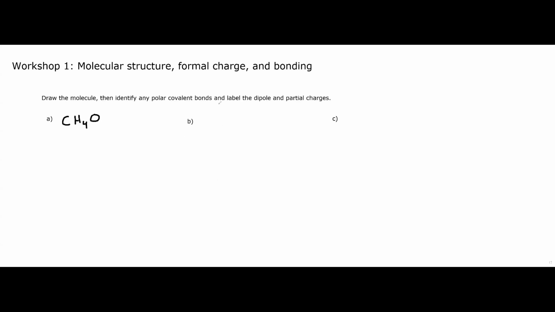Okay, so I'm going to draw out a couple molecular formulas here for the next question. We have CH4O, we have CH2O, and we have NH3. You can pause the video here if you want a chance to solve it. What you want to do is draw the molecule and then identify any polar covalent bonds, label the dipole, and label the partial charges on the molecule.